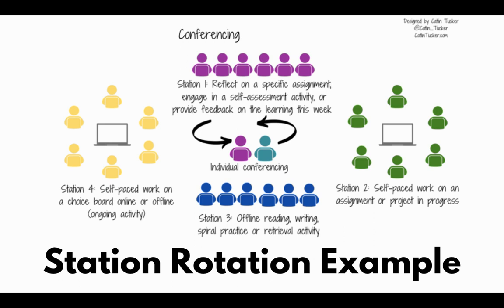Station 1, the students are listening to you. You're reflecting on a specific assignment, and then maybe they can engage in a pre-assessment, self-assessment activity, and then you can provide feedback on the learning this week. In station 2, the students are doing self-paced work. They're working individually, doing some research. Station 3, maybe an offline reading, writing, or spiral practice. And Station 4, self-paced work on a choice board, online or offline.